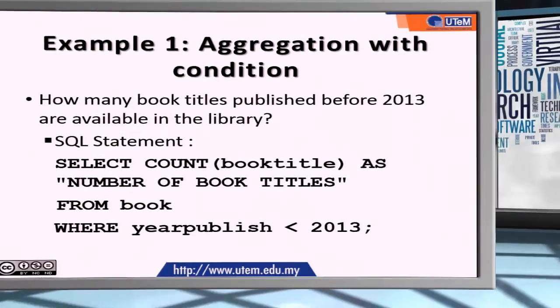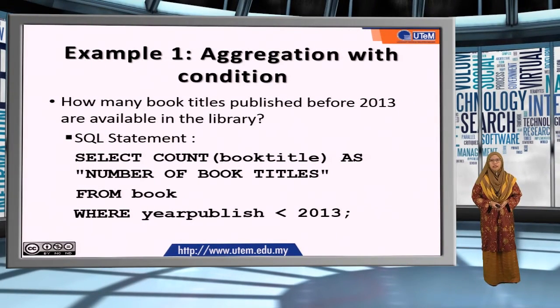Now, let's start with the first example. In this example, we will look at how an aggregation is performed when a query contains conditions. In this situation, the condition is applied first to select the records that satisfy the condition before an aggregate function is performed. For example, suppose we want to know the number of book titles published before 2013.